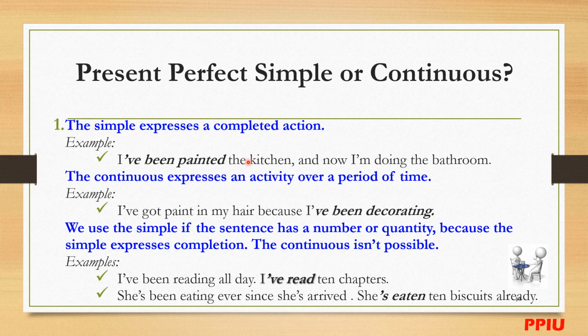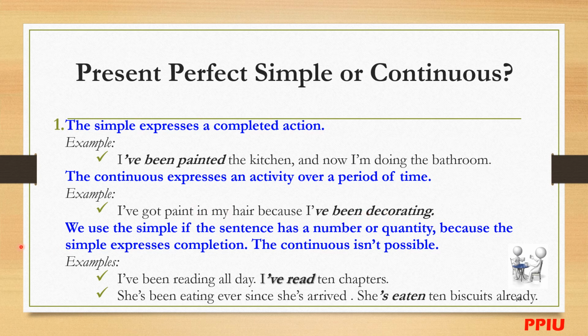Okay, when I have completed painting the kitchen and now I just move on to painting the bathroom. The continuous expresses an activity over a period of time, like I got paint in my hair because I've been decorating. So a period of time: I have been decorating, my hair has been painted because of this.